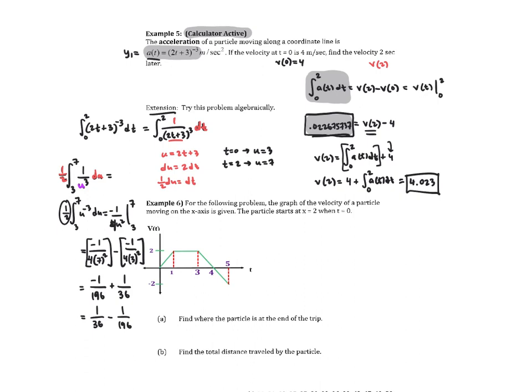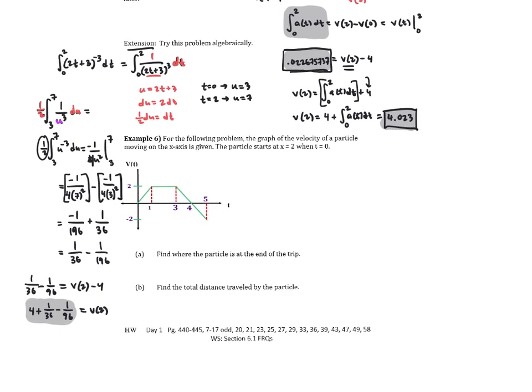Right? So then, of course, you'd have to set this value, 1 over 36 minus 1 over 196. This is not a good problem. I don't know why we would make you do this, but we are, and deal with it. All right, I just add 4 to that. So this would be 4 plus 1 over 36 minus 1 over 196 is equal to v of 2. And that value is equal to 4.023. Yuck.